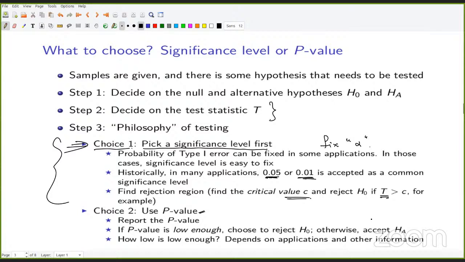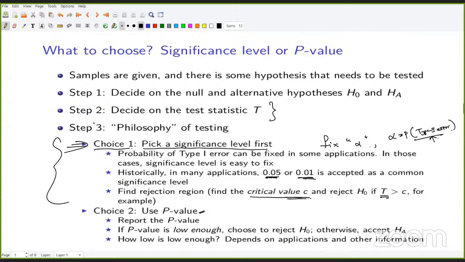So you fix alpha. Once you fix alpha, you find the critical value. You find it using alpha equals the probability of type 1 error. Inside this you will get a constant C. So one equation, one variable: you find the value of C in terms of alpha. Once you have the value of C, you compute the test statistic value by looking at the samples, that is small t. Then compare small t with this critical value. If it is greater, you reject. If it is less, you accept.